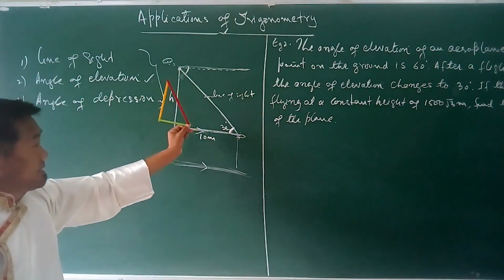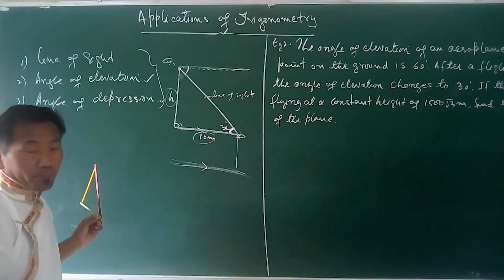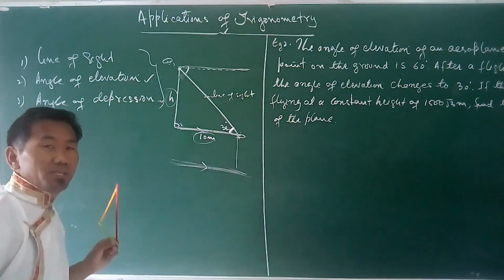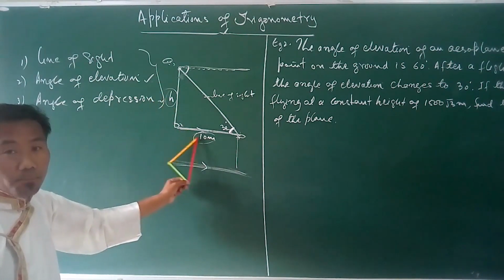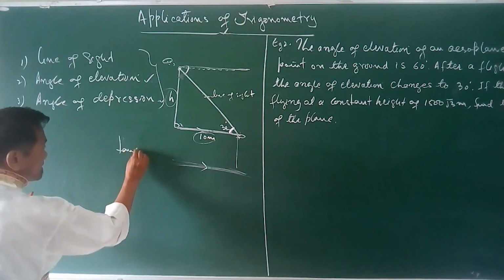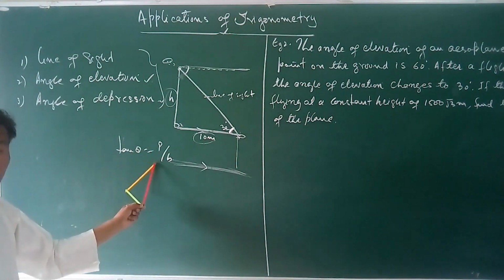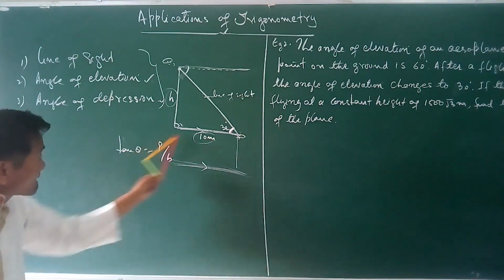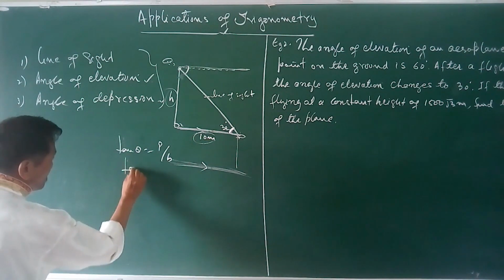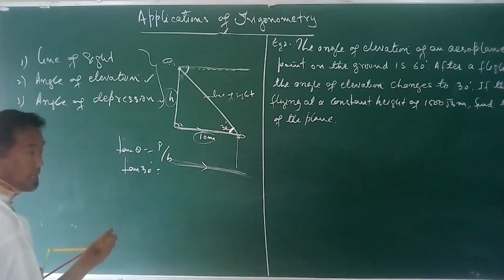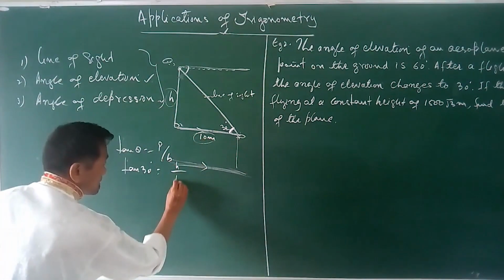Suppose say it's 30 degrees. Find the relation between the h and b. Which trigonometry identity gives the relation between the p and b? So the p by b means tangent of theta. Tangent theta is p by b. So tangent theta, here theta is 30, so tangent of 30 degree is p by b, where p is the height h.